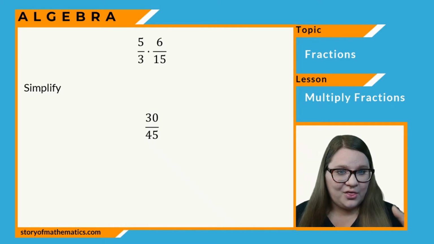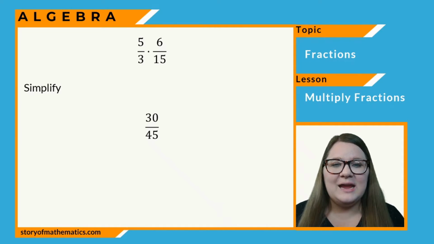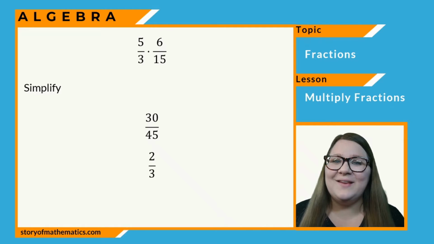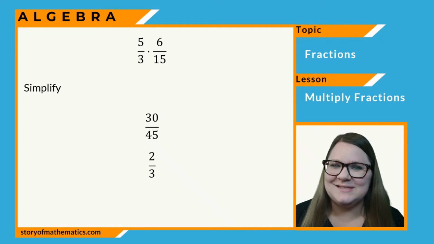Now, in order to simplify 30 over 45, I can do it in a couple different steps, but the fastest way is to recognize that I can divide both 30 and 45 by 15. 30 divided by 15 is 2, and 45 divided by 15 is 3, leaving me with a fraction of 2/3.